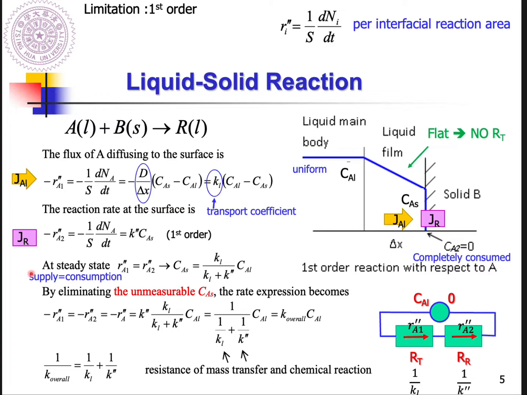So we make this assumption, then we can substitute CAS in terms of CAL, which is measurable, because CAL is the concentration of reactant A in the liquid main body. So we substitute CAS in terms of CAL, then we will get the consumption rate of reactant A expressed like this. And you divide by K double prime and KL on both sides, then you will get this result, right?